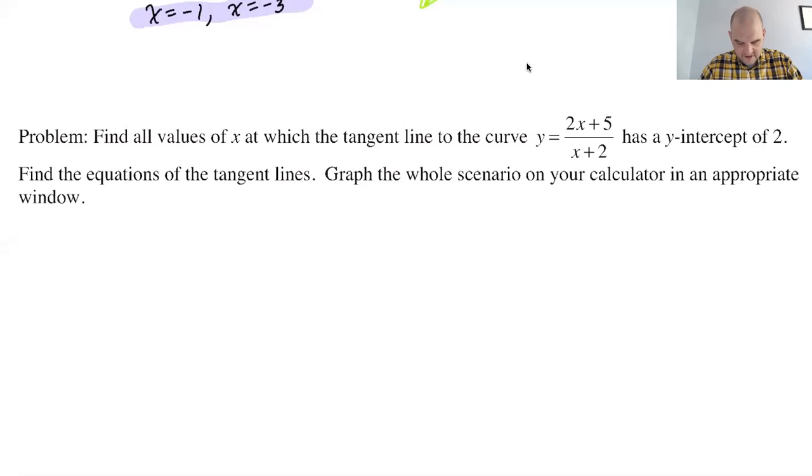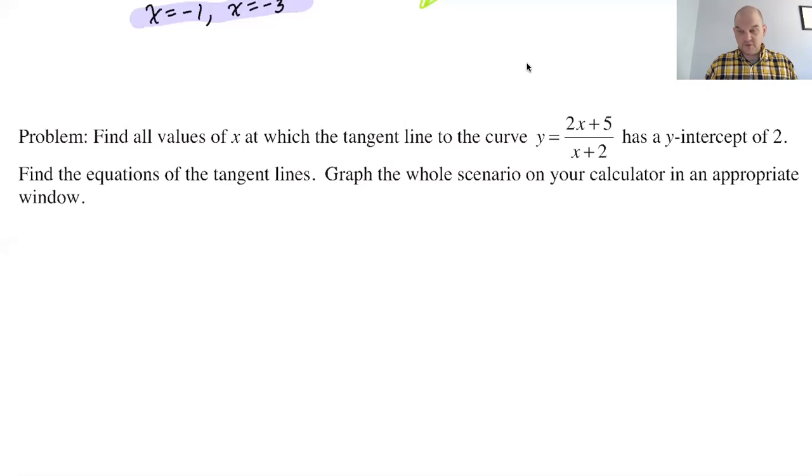So find all values of x at which the tangent line to the curve y equals (2x plus 5) over (x plus 2) has a y-intercept of 2. All values of x at which the tangent line has a y-intercept of 2. And find the equation of the tangent lines, graph the whole scenario on your calculator in an appropriate window. Fine. All right, let's see if we can do this.